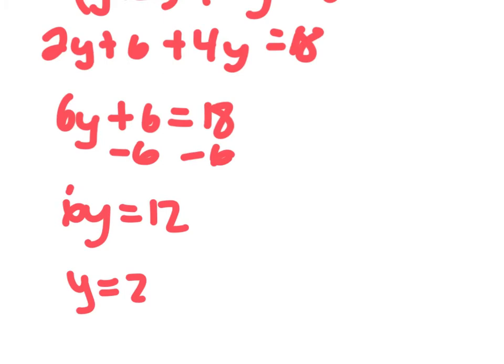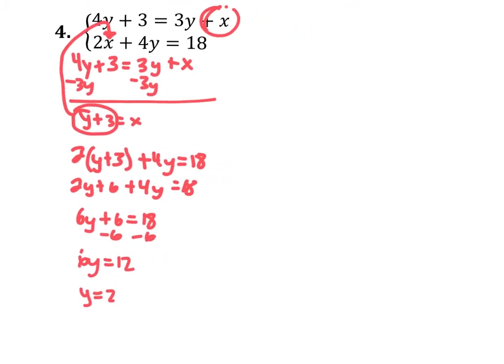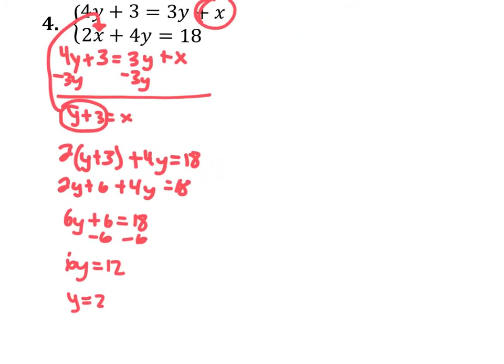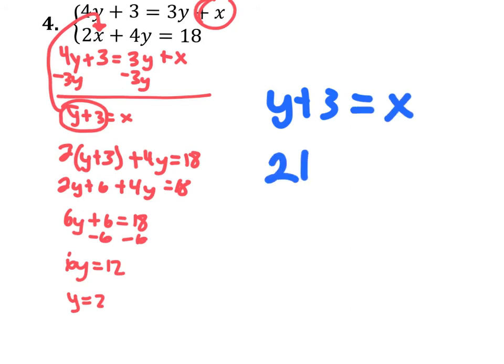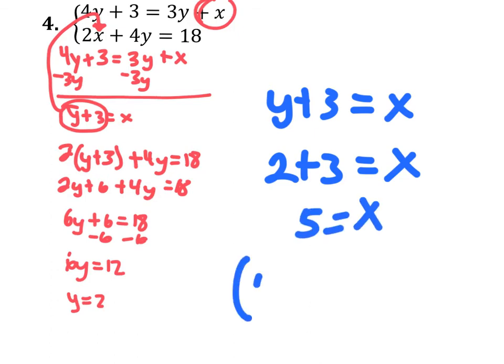So, we just went through and found out what y equals. Alright, all that work, and I told you yesterday, all that work is to get one variable. And now you're going to take and plug in y plus 3 equals x, and you'll plug in the y value, and you get x is equal to 5. So our final point is 5, 2.